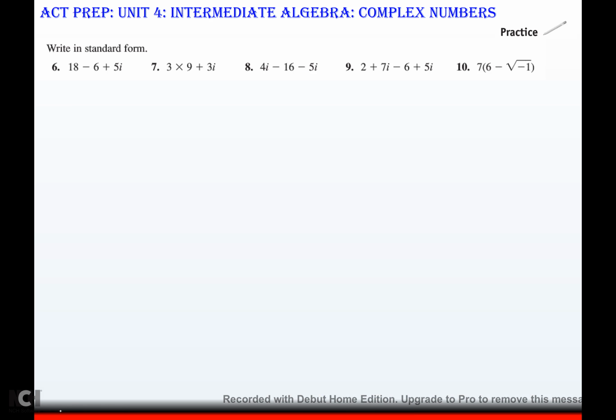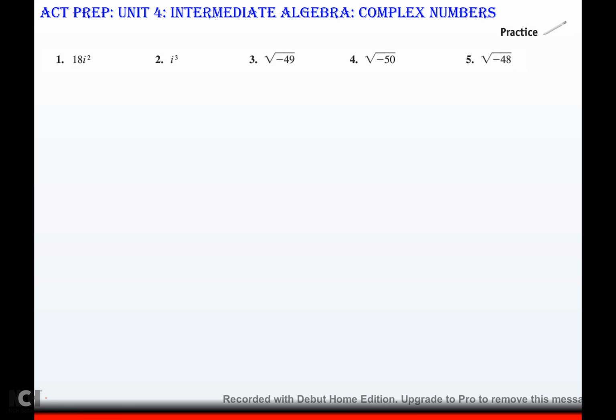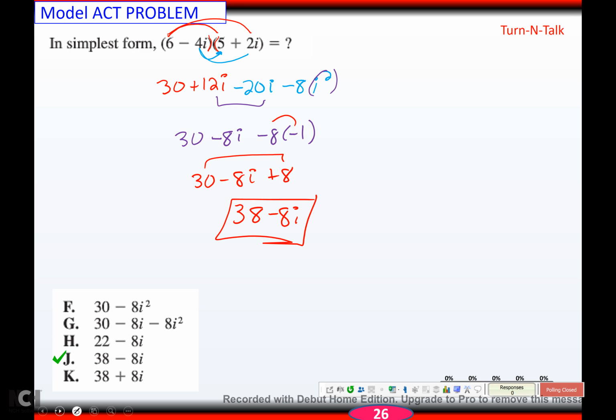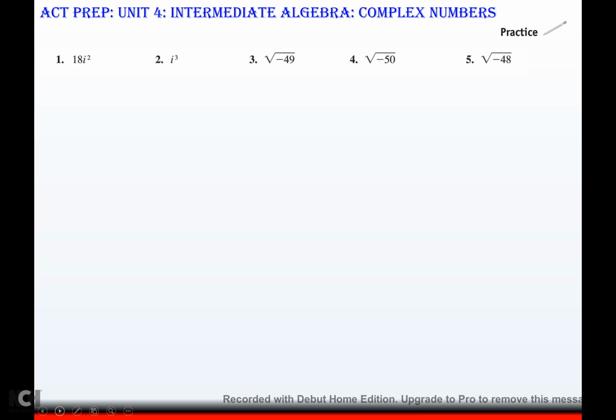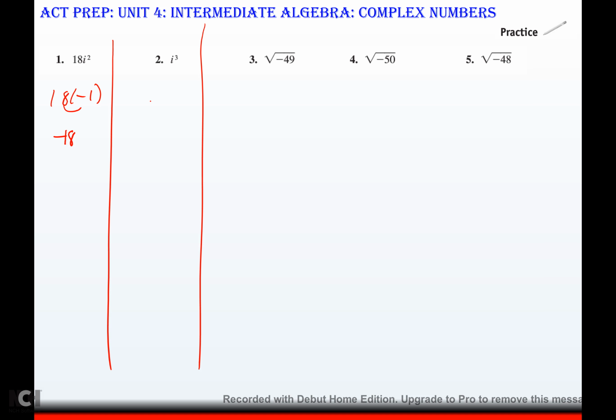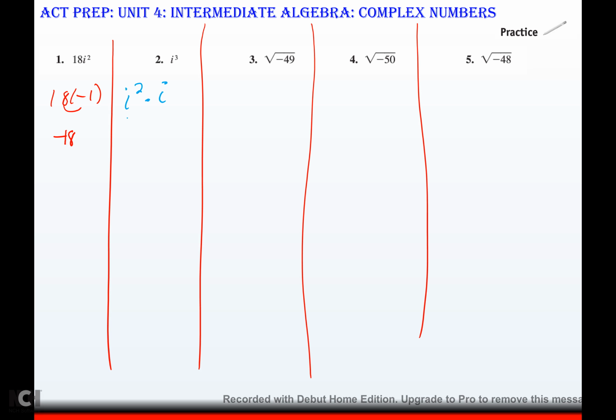Alright, did I skip something? They just wanted me to practice. Anytime you see an i squared, you can replace that with negative 1, which makes this negative 18. For i cubed, the trick when you have bigger powers of i is to find out how many i squareds there are. This can be written as i squared times i, that's still i cubed. Well, this is negative 1 times i, which makes it negative i.